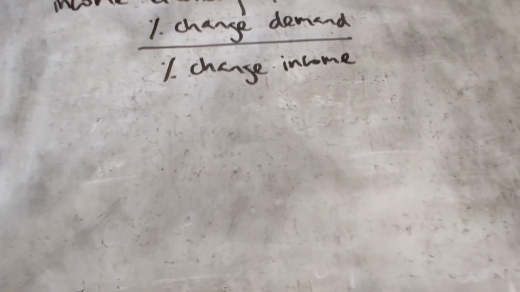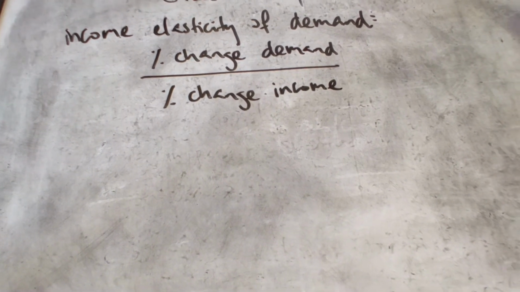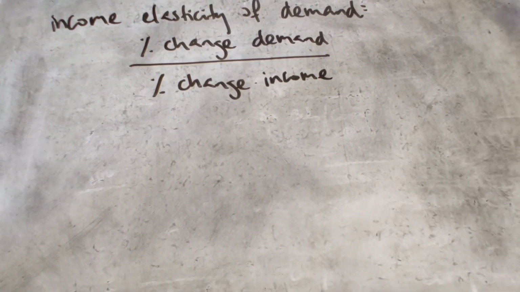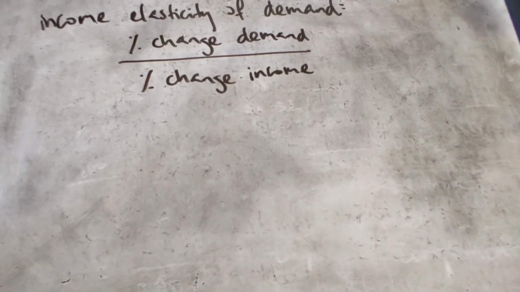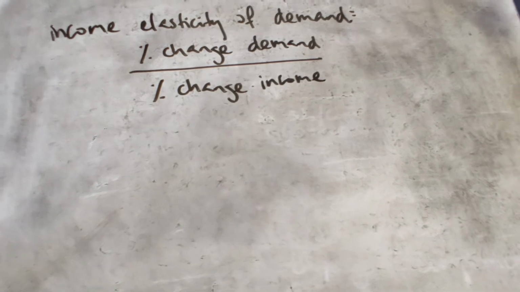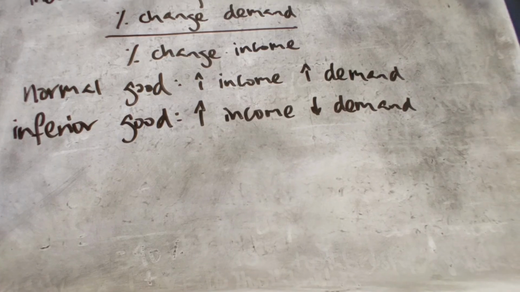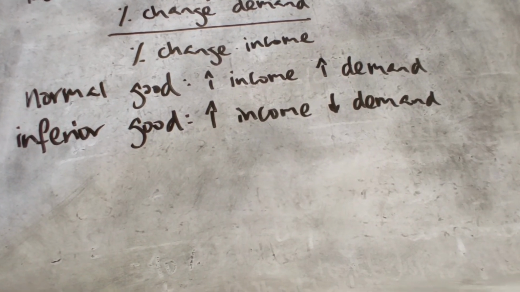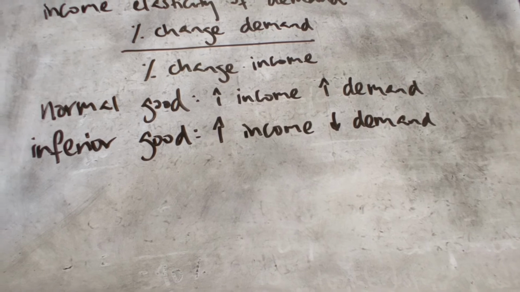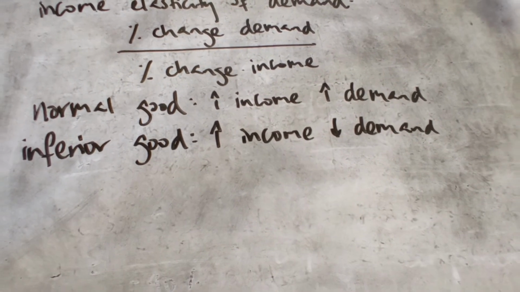A normal good is when the income increases and the demand for this good increases as well, for example, the newest smartphone. If you have an increase in income, then you'll have a greater demand for this good. The other option is the inferior good. This is when you get an income increase and you have a decrease in demand for it.